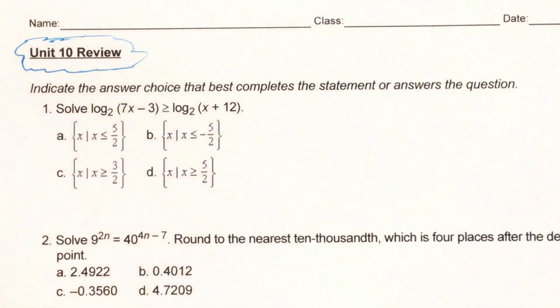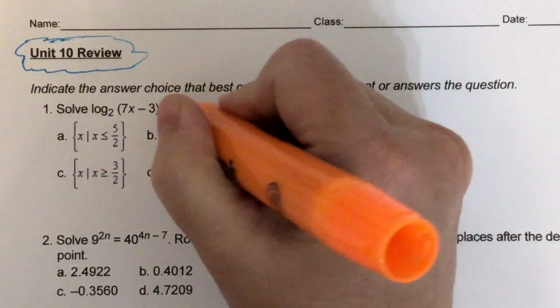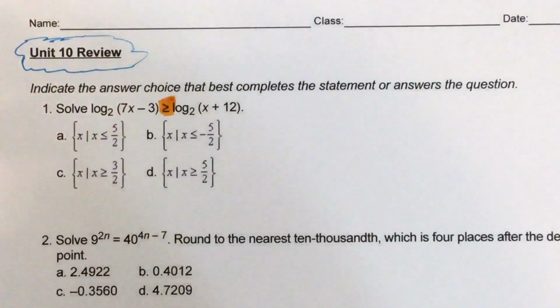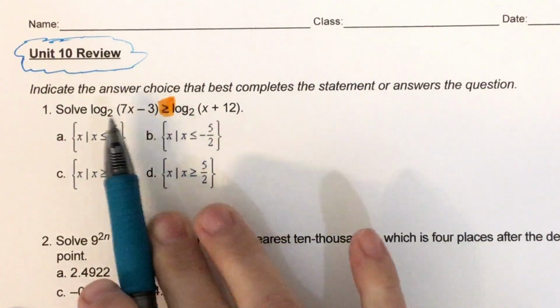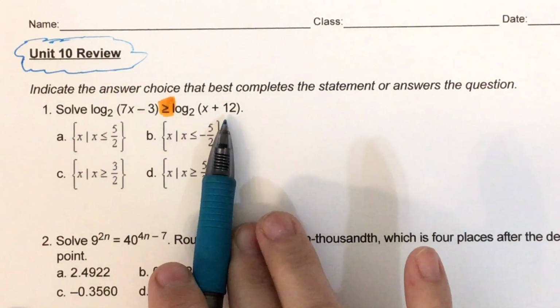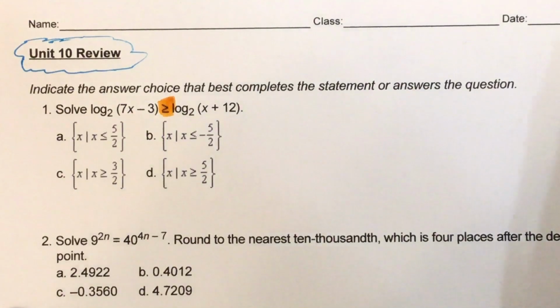Number one, so this is an inequality, and so I have to be careful when I'm solving logarithms that involve inequalities. So when we have a log on each side of the inequality, that's when we have to do that number line business. Okay, so the initial setup's pretty easy.